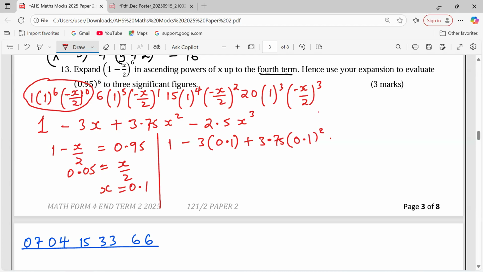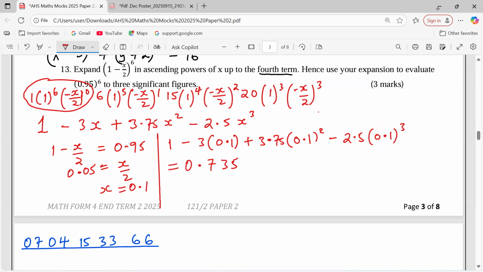0.1 is now squared. Then minus 2.5, 0.1 power 3. This is going to be 1 minus 3 into 0.1 plus 3.75, 0.1 is now squared, minus 2.5, 0.1 power 3. This is giving us 0.735.